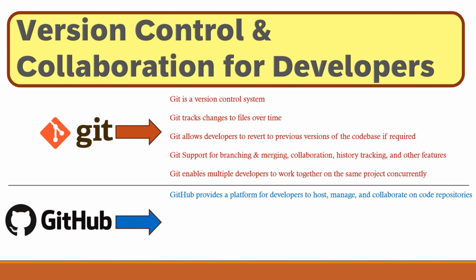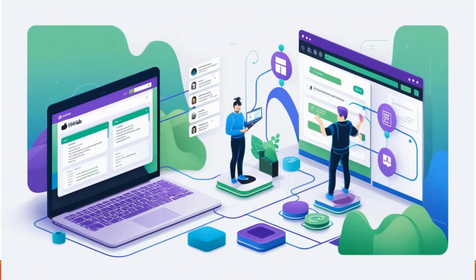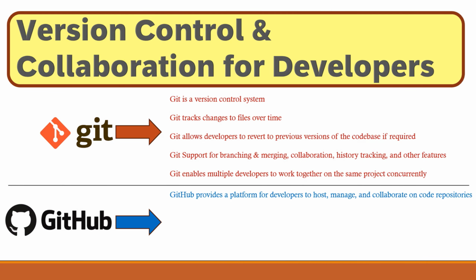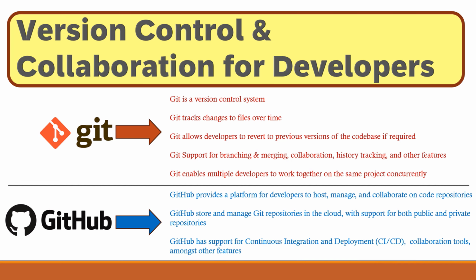It's a very popular programming resource used for code sharing. You can see GitHub as a social networking site for programmers that many companies and organizations use to facilitate project management and collaboration. So GitHub provides a platform for developers to host, manage, and collaborate on code repositories. It stores and manages Git repositories in the cloud with support for both public and private repositories. And GitHub can do other things as well, such as continuous integration and deployment, CI/CD, and collaboration tools amongst other features.